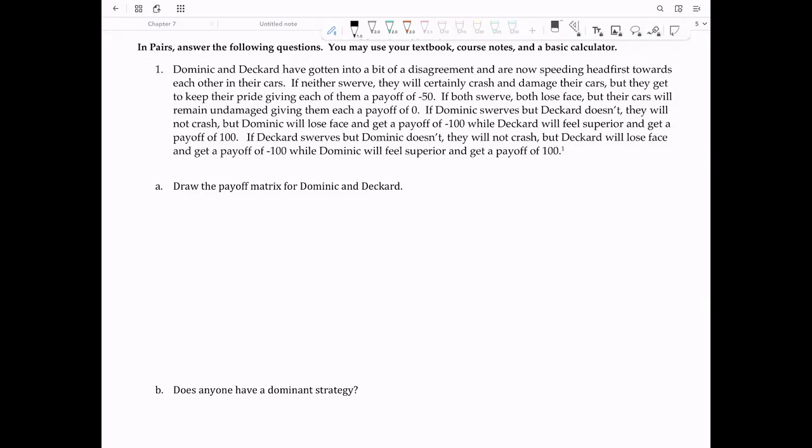Okay, let's go over part A, just to make sure we're all on the same page. So draw the payoff matrix, okay? So the first thing we need to know are who are the players. The players are Dom. That's his nickname in the movies. I think it still is. Does anybody watch the newest ones? Do they still call him that? Okay, perfect. And then Deckard.